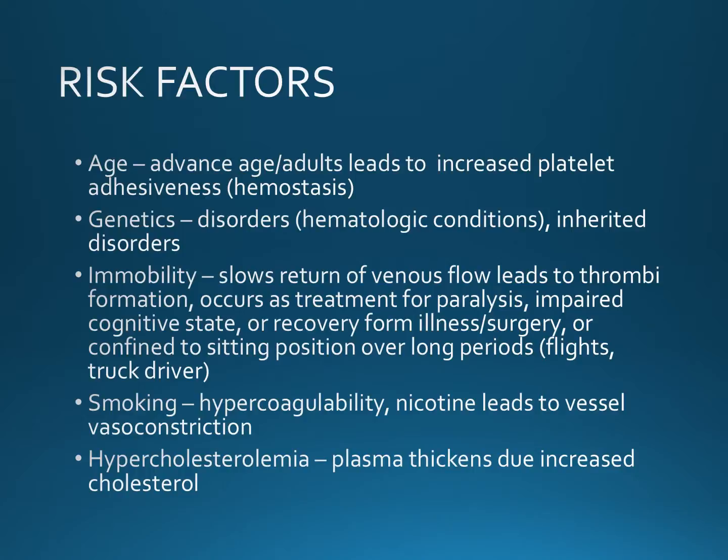Smoking causes hypercoagulation, and nicotine also leads to vasoconstriction of the vessel. Hypercholesterolemia is a condition that thickens the plasma due to increased cholesterol. And genetic disorders such as hemophilia, or other disorders such as polycythemia vera, impact the balance of homeostasis in clotting as well.